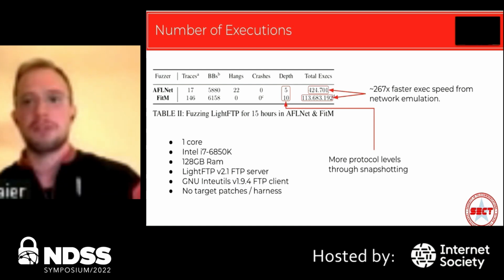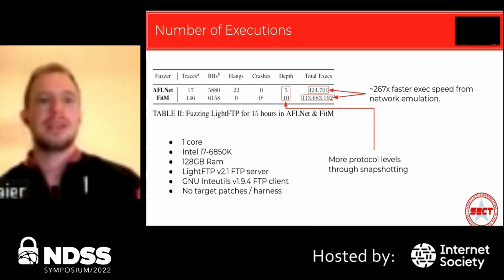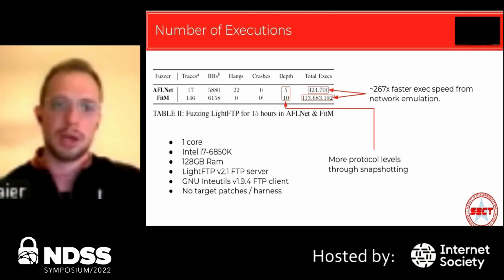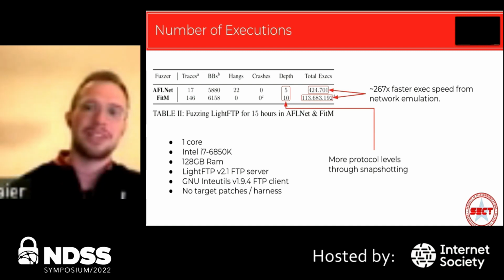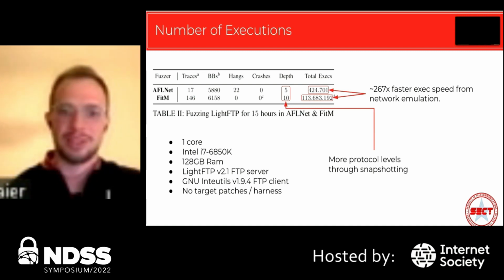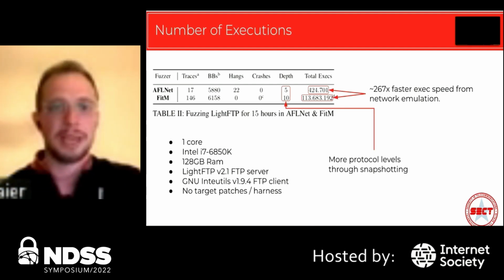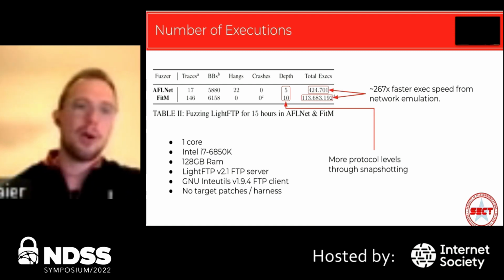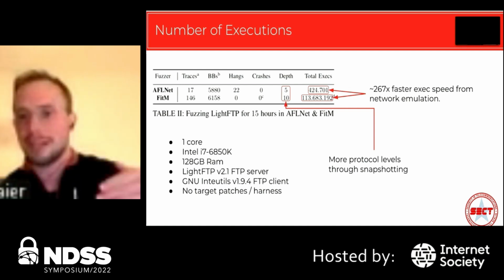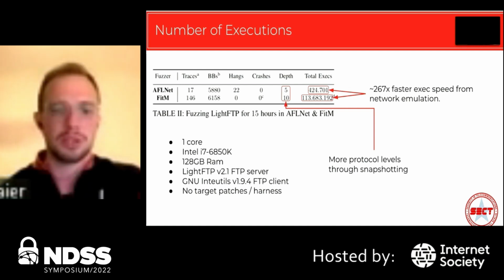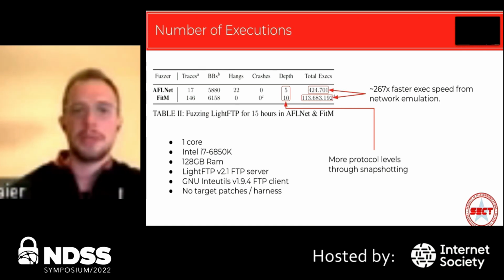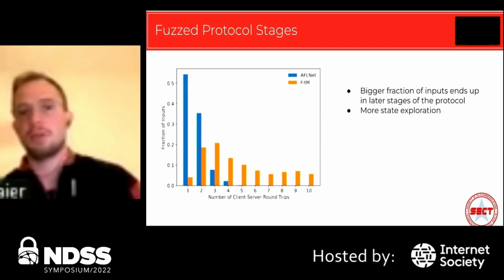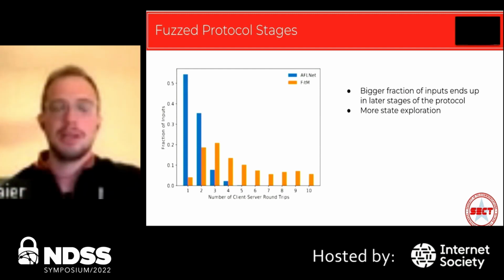So even though we have snapshot stores and snapshot restores, in total over the whole 15 hours we got a far higher exec time. And if you calculate it, the speedup is 267x, which is pretty good. None of the fuzzers found crashes because the target has already been extensively fuzzed. However, FitM did find crashes in the client that we fuzz at the same time, which was the GNU FTP daemon.